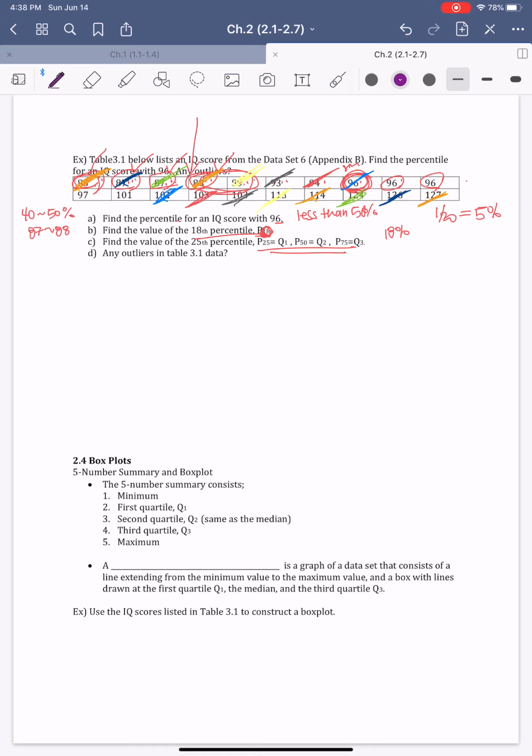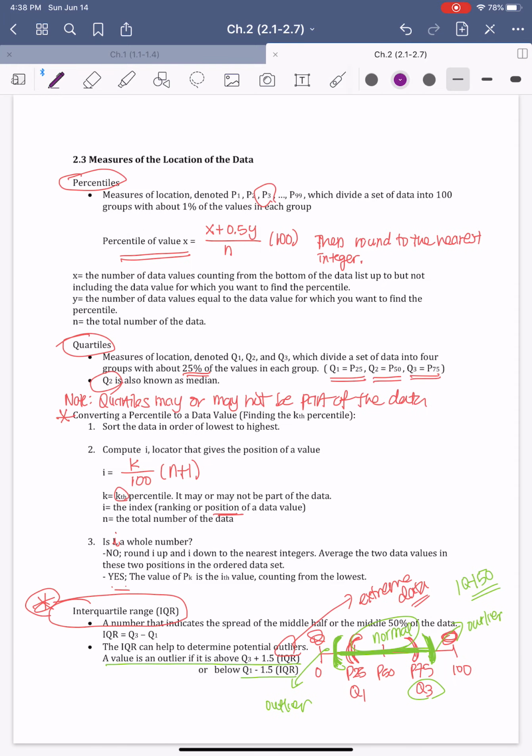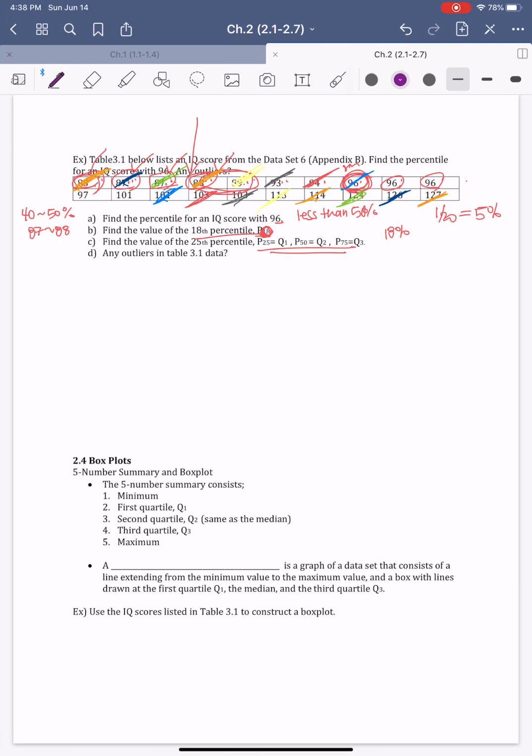Whoops, why is it not working? Looks like my screen just froze. Give me 1 second.